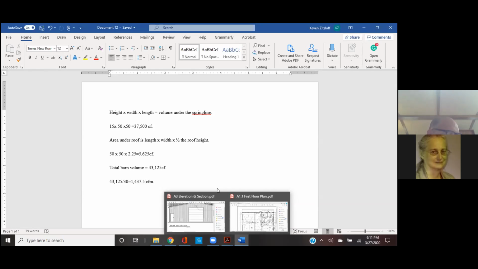Where are we going wrong? 15 by 50 by 50 is 3750. That's right. This is right. That is the total volume. We need to exchange that volume twice every hour, so we divide it by 30 minutes. That will give us the cubic feet per minute. That's how ducts are sized.